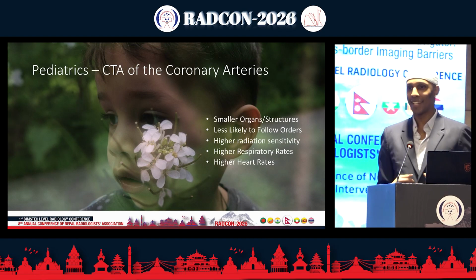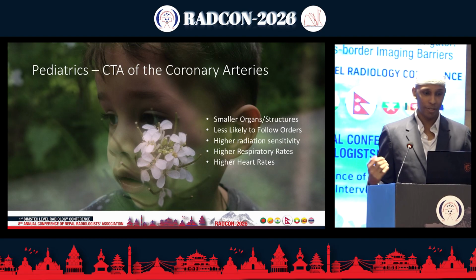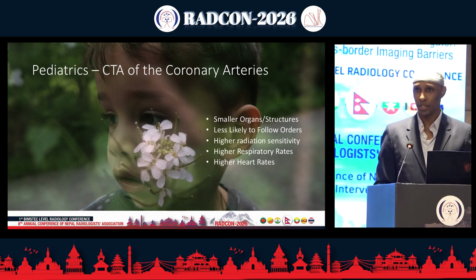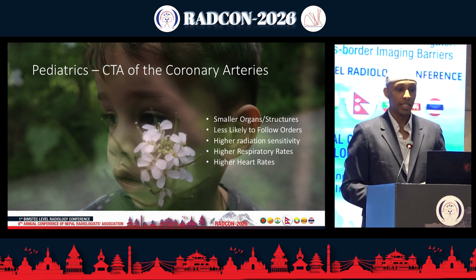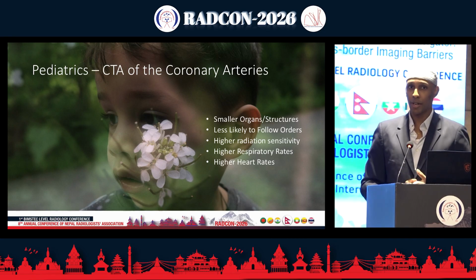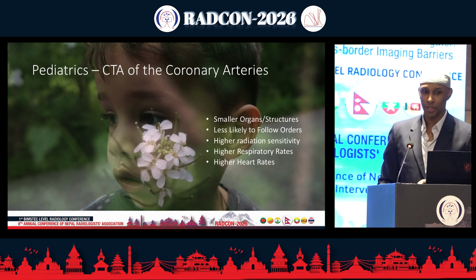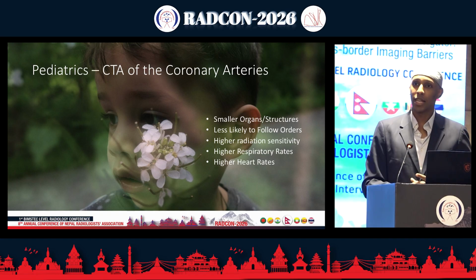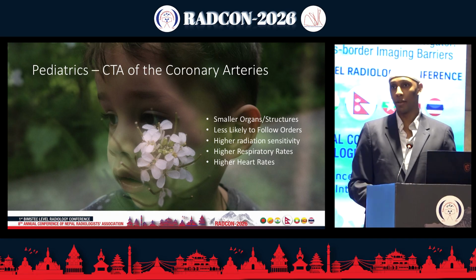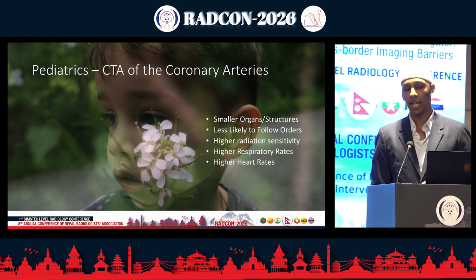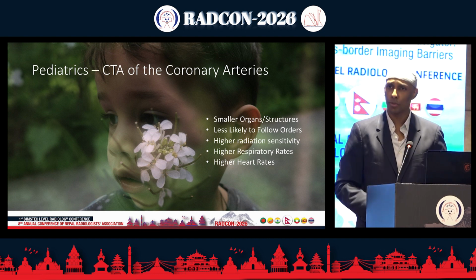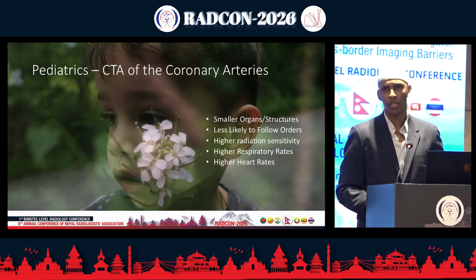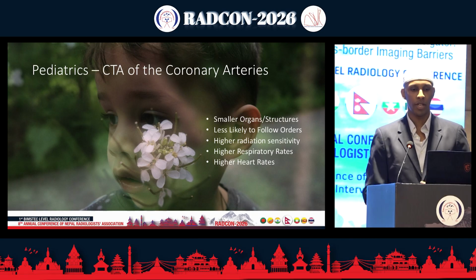So my colleague beforehand said that children are not small adults, right? They have smaller organs and structures. The coronary arteries are only about 1 millimeter in diameter in some instances. They're less likely to follow orders, right? I don't know if many of you have children, but my children don't listen to me. This is my son. And so they have a higher radiation sensitivity, so you have to be mindful about the techniques, the protocols that you select in imaging them. They have higher respiratory rates, right? So higher heart rates and higher respiratory rates result in cardiorespiratory motion artifact, which further degrades your image quality.